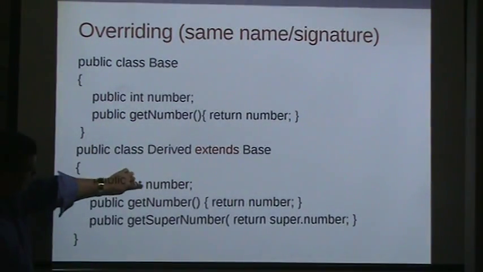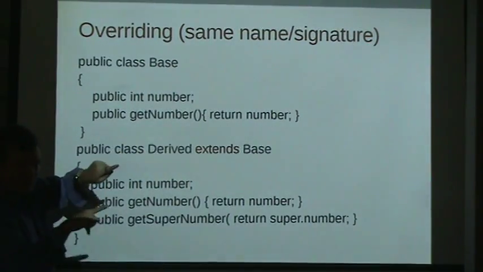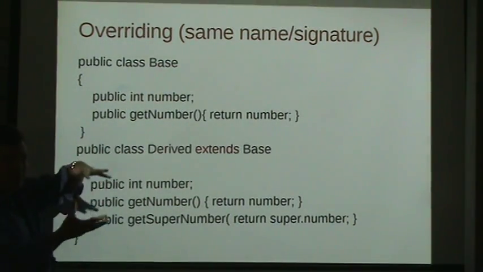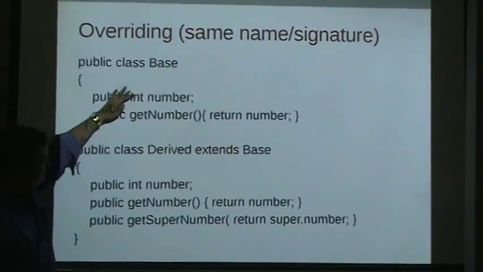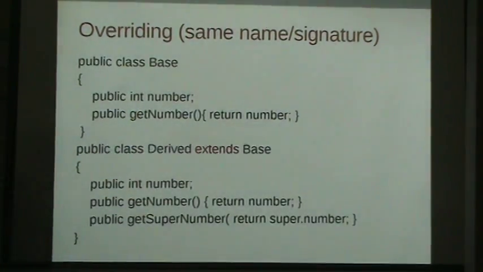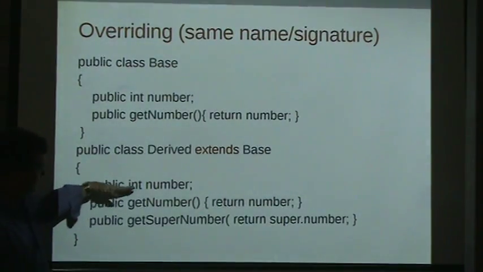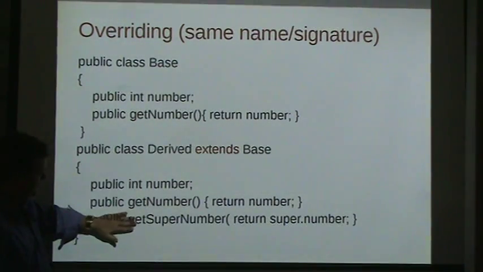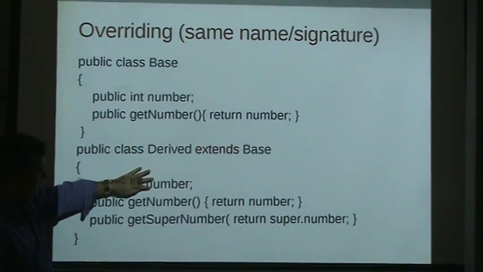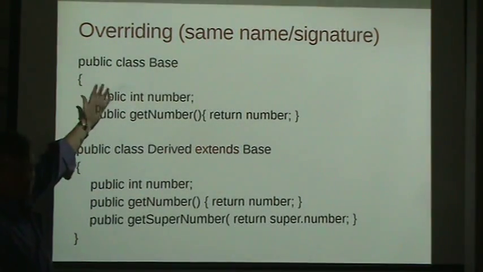So actually, even though the names match, you actually get two separate pieces of storage. So if you're trying to count up how much space you're taking up, it's two pieces of storage, not one. And you're always referring to the derived class variables if they match, unless you say super in front of them.